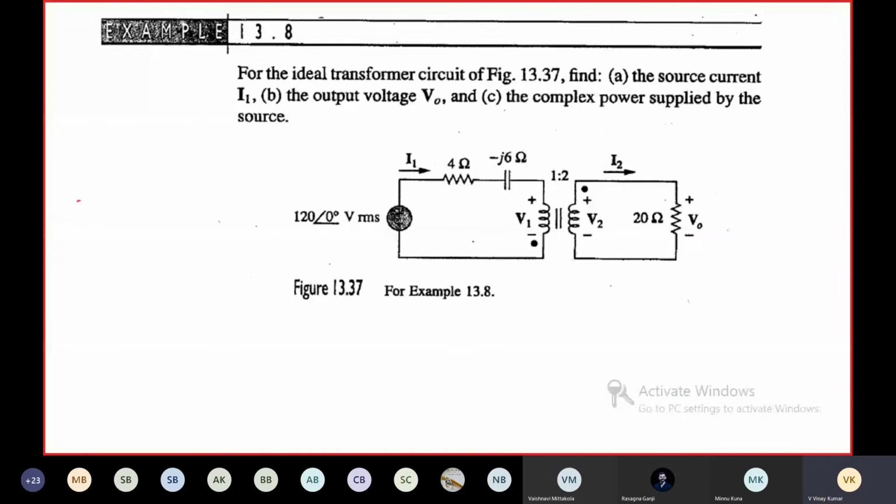Coming to this problem. For the ideal transformer circuit, find the source current I1, the output voltage V0, and the complex power supplied by the source. You have to find all these. So this is the given circuit.